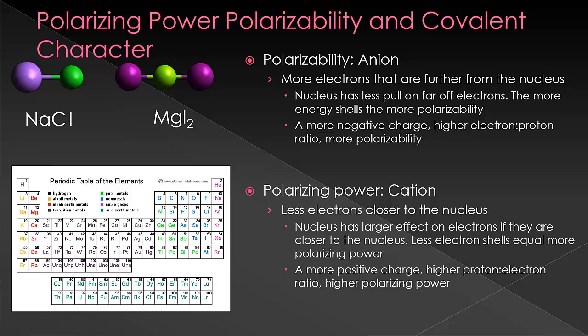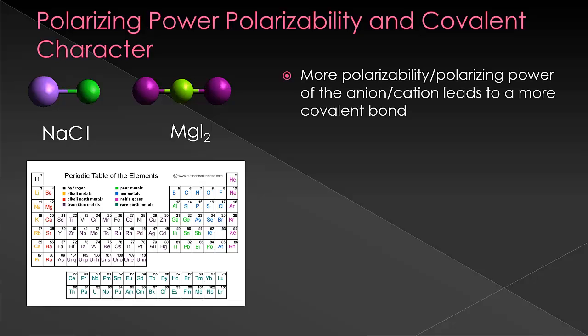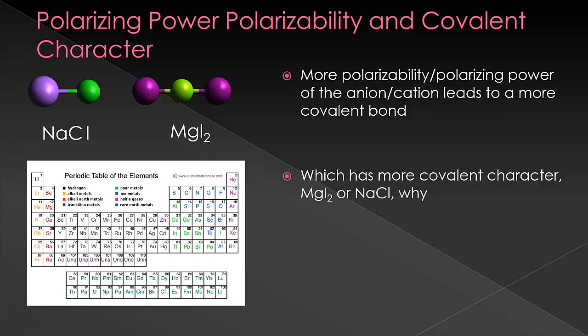A more positive charge will lead to a higher proton to electron ratio, or in other words, more positive charge for each negative charge. And so that too will give it more polarizing power. So just to recap, the cation, which has polarizing power, will polarize the anion based on its polarizability. Now, more polarizability and/or polarizing power of the anion and cation leads to a more covalent bond. So this gives us another way to talk about ionic and covalent character.